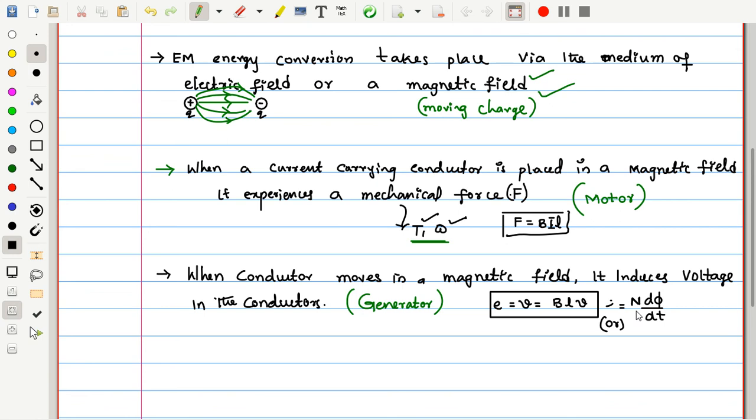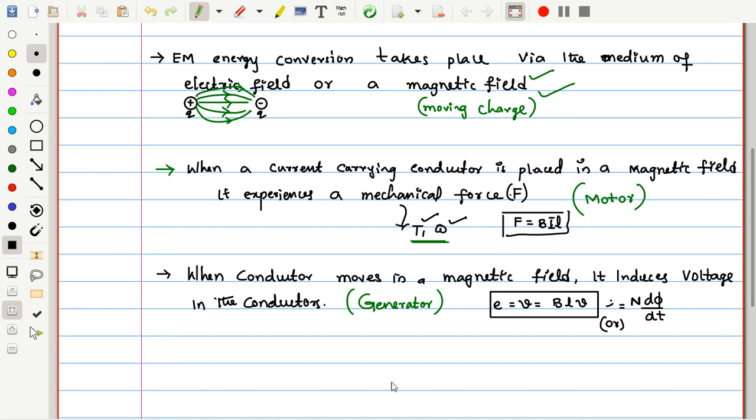Now try to understand these conversions: most of the conversion uses the magnetic field domain instead of the electric field domain, because the energy storage capacity in the magnetic field is very high. So weak fields or small energy conversion takes place in the electric field domain, whereas strong or large energy conversion takes place through the magnetic field domain.